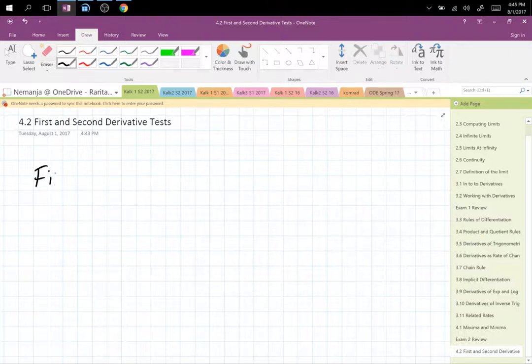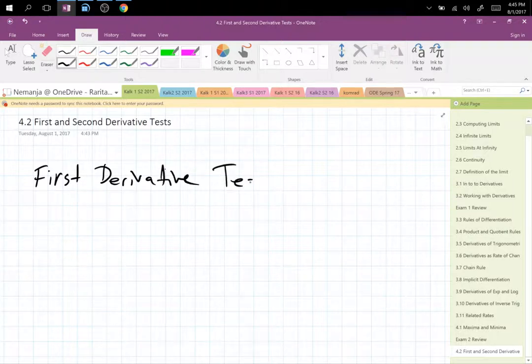So first derivative test. So f dt, first derivative test. I'm going to immediately write the conclusions for it. So here is the theorem. This is what's happening.